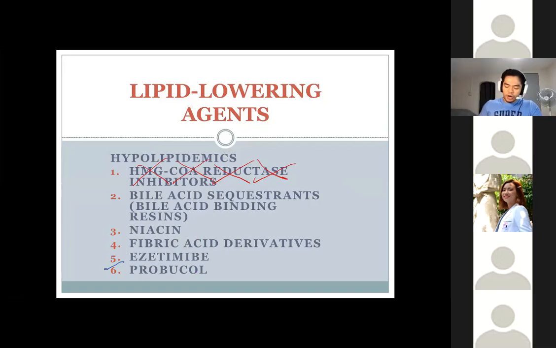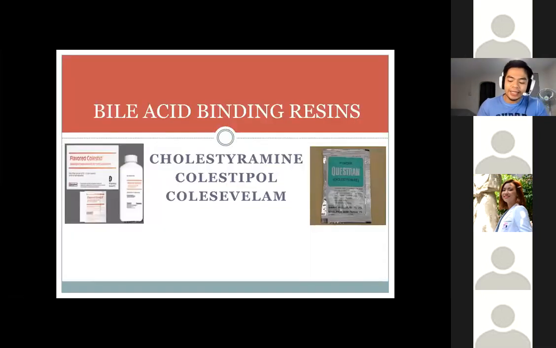Okay, moving on, we have bile acid binding resins. Dito na po tayo sa bile acid binding resins. Bile acid binding resins are also known as bile acid sequestrants. Examples are cholestyramine, colestipol, and finally colesevelam. Bago natin i-discuss yung mga succeeding slides about bile acid sequestrants, some important notes to remember about sequestrants na basic na maa-apply natin sa mga susunod na slides.